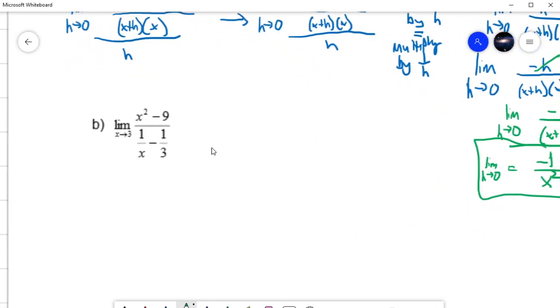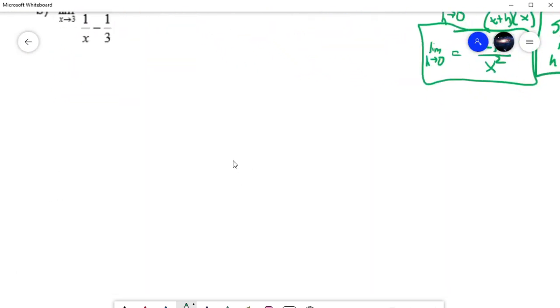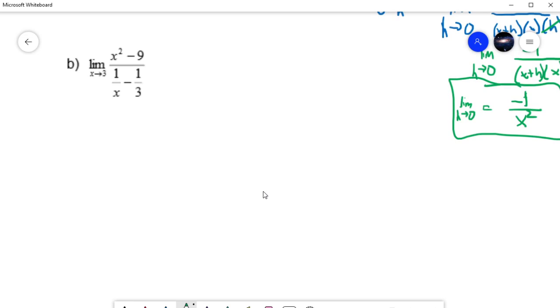Let's do one last one, and then that'll be good for now. Okay, so here, again, the bottom is not a common denominator. I want to make the bottom a common denominator. So limit as x approaches 3. The top, you know what? The top looks to me like we should factor it. So let's factor x minus 3 and x plus 3.